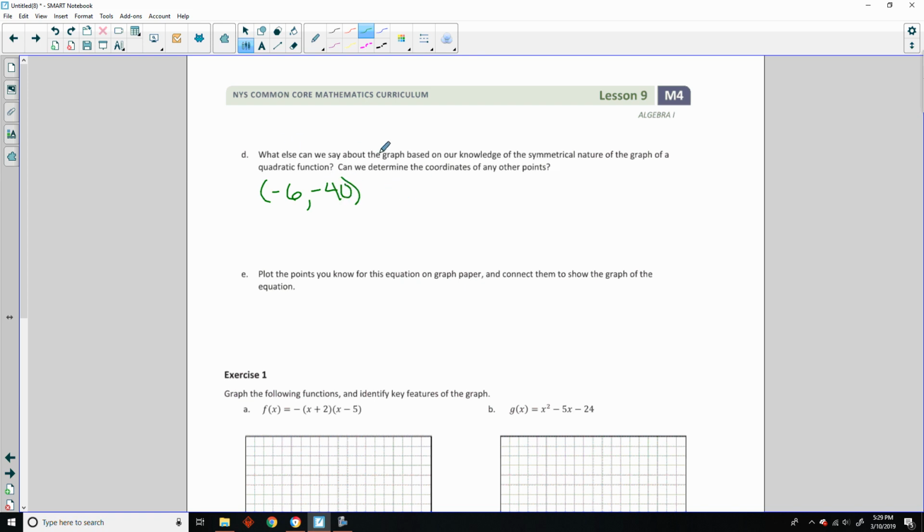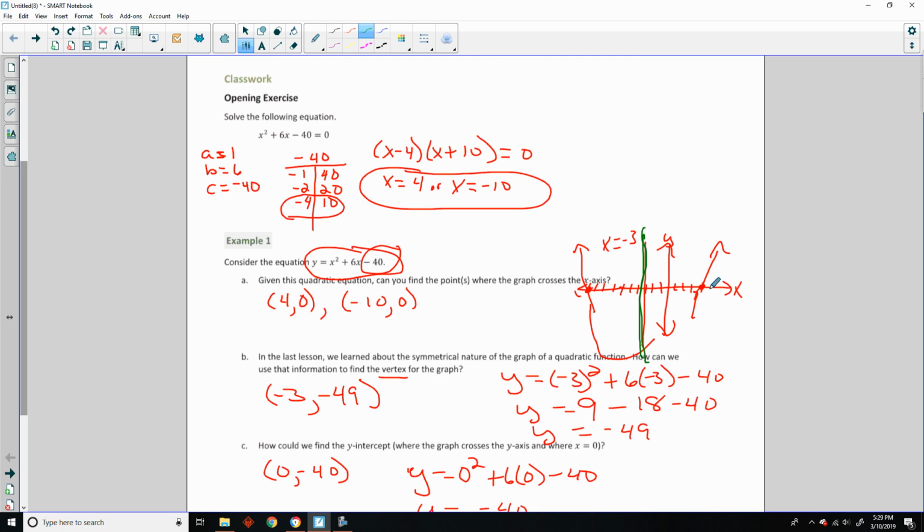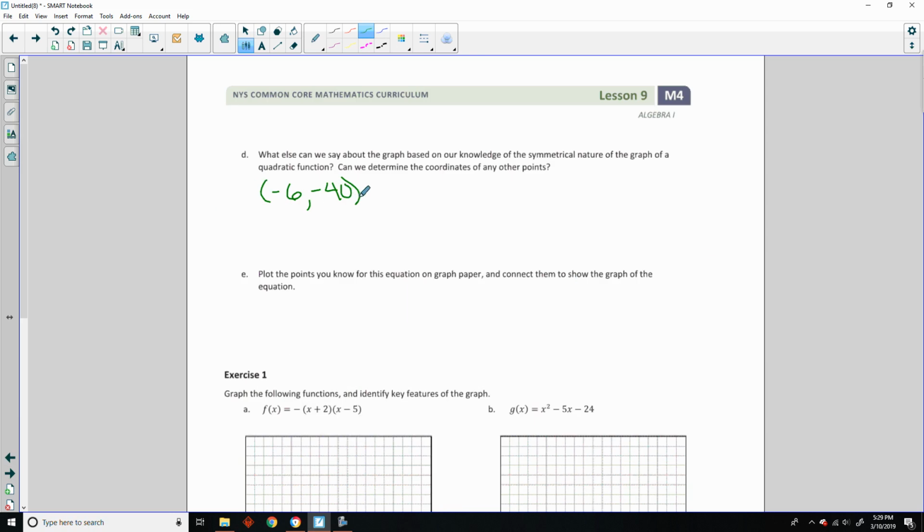Okay, what else can we say about the graph based on our knowledge? Okay, basically what I was just saying, when you have an axis of symmetry and you have a point that you know, there's going to be another point the same distance from that axis of symmetry on the graph. So we can find another point, and that was this negative 6 comma negative 40.